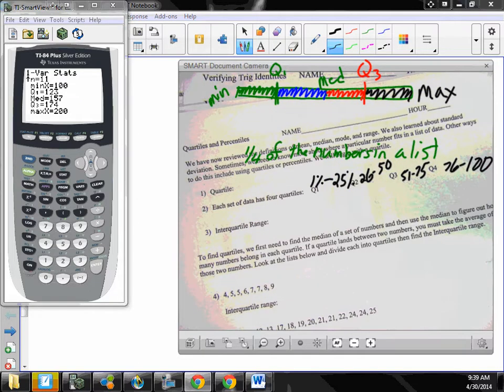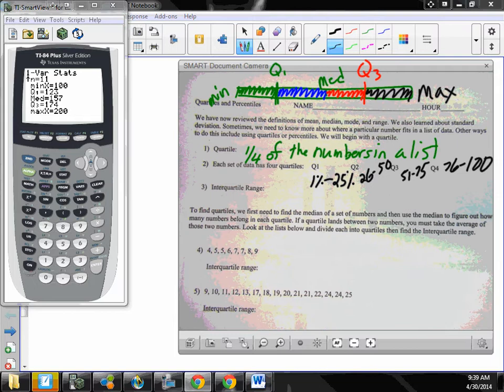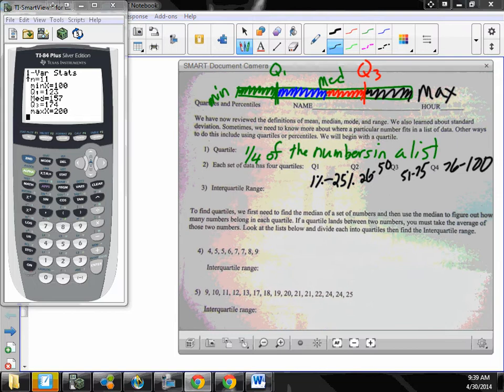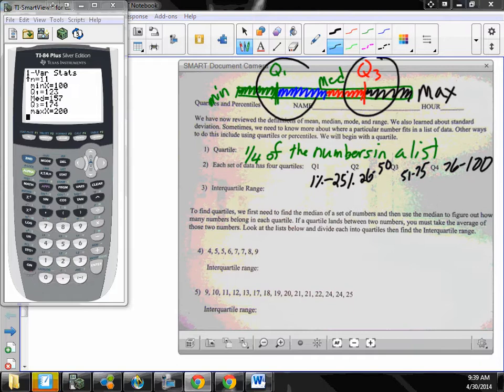And there's a number we use quite a bit called the interquartile range. The interquartile range is the distance from Q1 to Q3. So to find the interquartile range, you look at Q3 and you subtract Q1, which is the range of the 2 interquartiles. So Q3 minus Q1. That's how we find it.